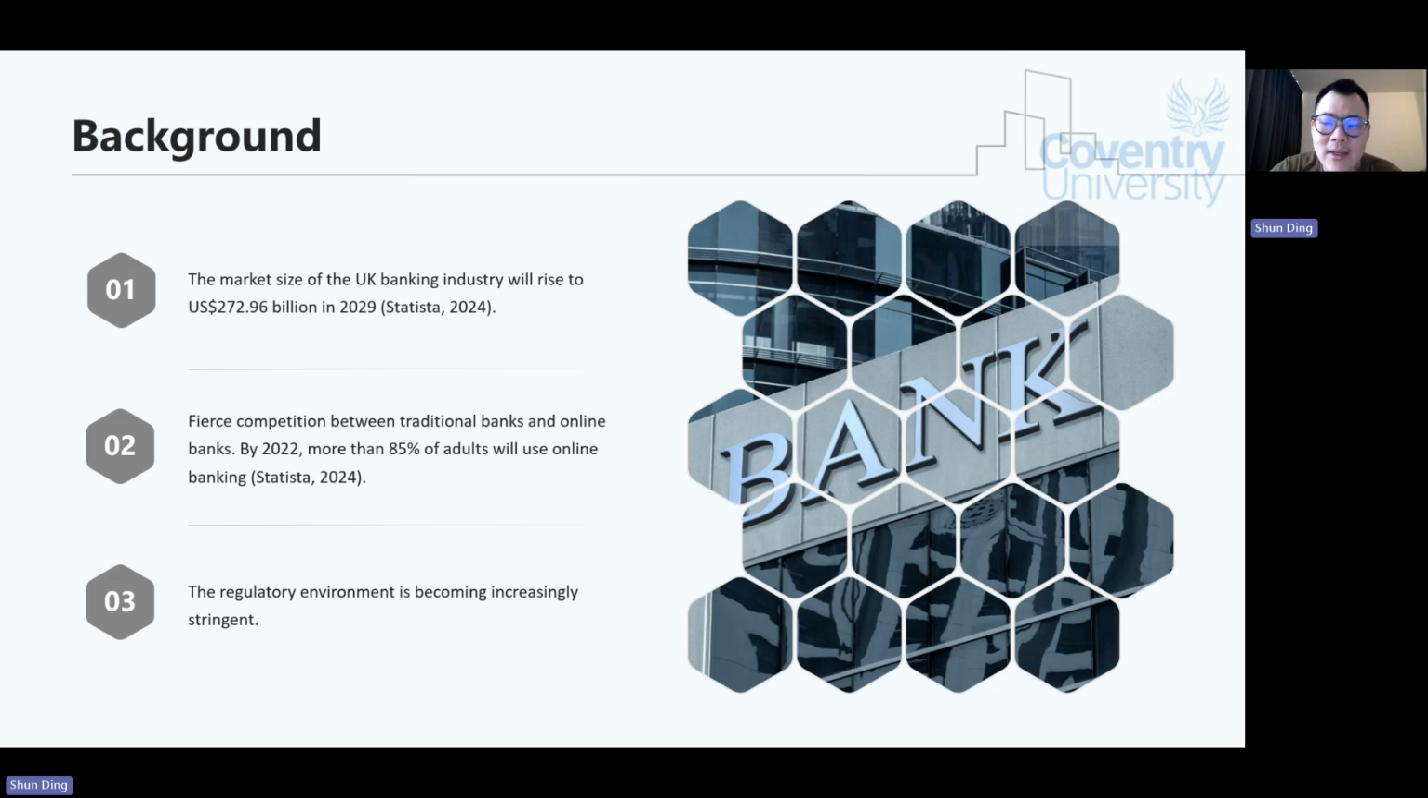By 2029, the market size of the British banking industry will rise to US dollar 272.96 billion. At the same time, the regulatory environment of the banking industry has become increasingly strained, and competition between traditional banks and online banking is becoming more and more fierce. More than 85% of adults have already used online banking.